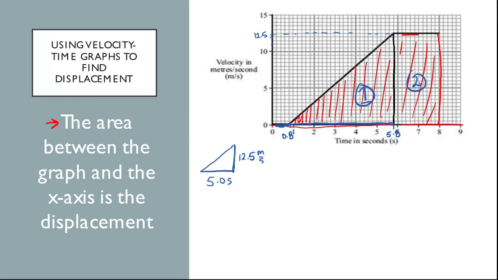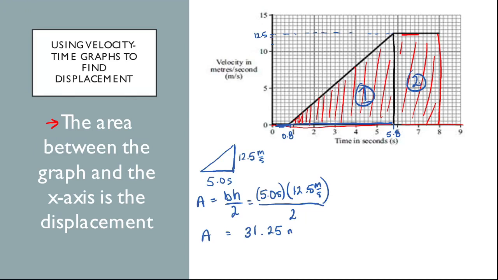Okay, how do I find the area of this? It's base times height divided by 2. That's how you find the area of a triangle if you forgot. So again, that's just 5 seconds times 12.5 meters per second, and then divide that by 2. So the area there is equal to 31.25. And the units you do get are meters.